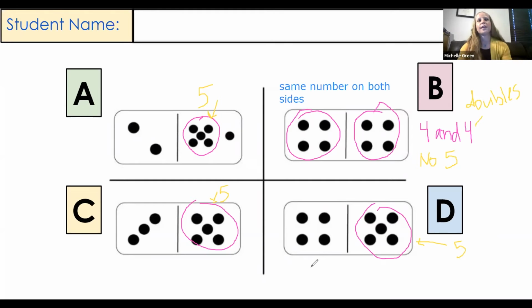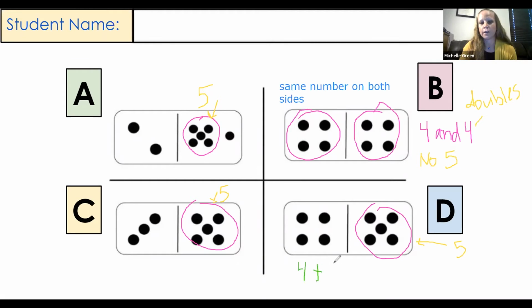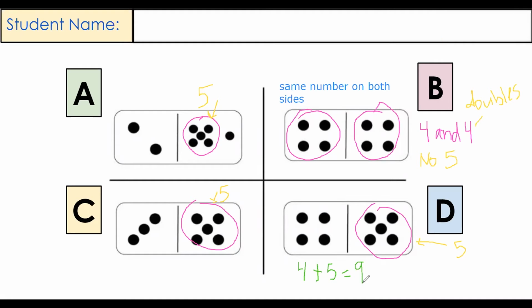Oh, awesome. Now, let me ask you a question. When you say that D equals 9, how did you determine that it equaled 9? 4 plus 5 equals 9. Oh, so you added these 4 plus those 5, and you got 9. Right. So if that one equals 9, you said that the others equal 8. So let's look at C. How did you determine?